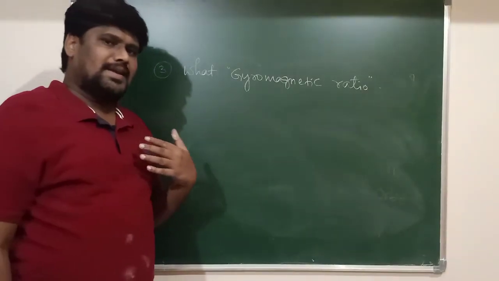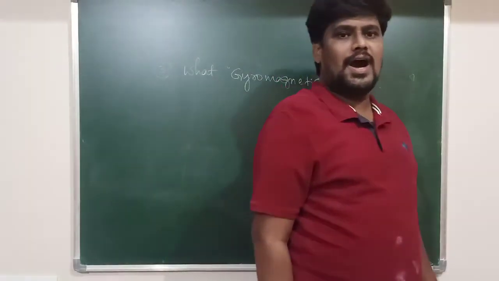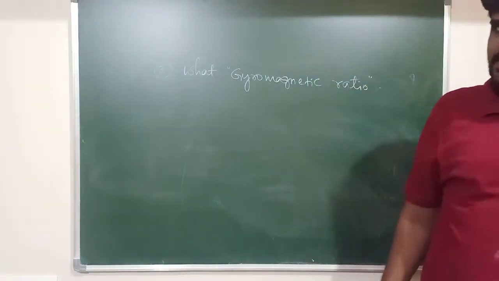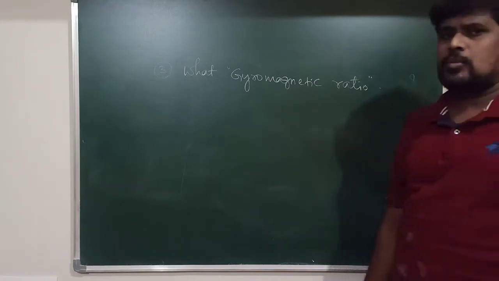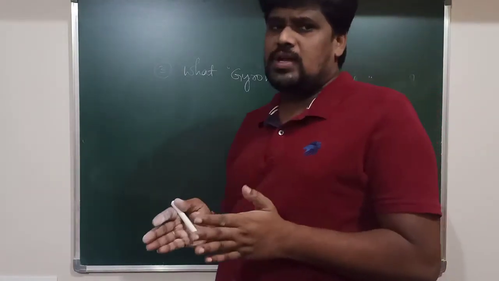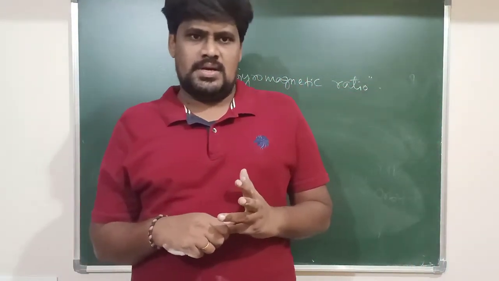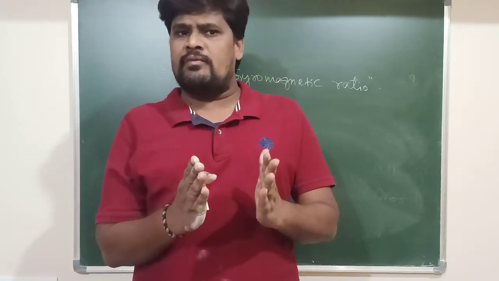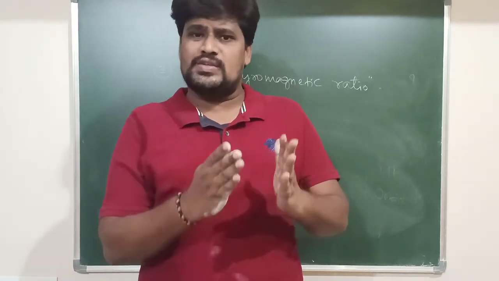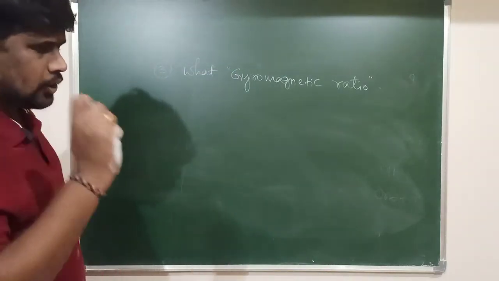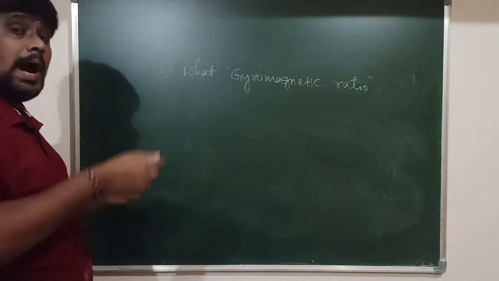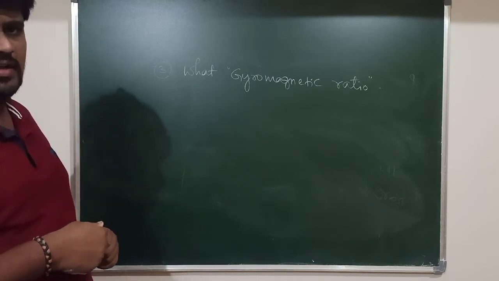So when electron is revolving around the nucleus in a circular orbit, as per the Bohr's atomic model, it can have the angular momentum. That is, angular momentum of the revolving electron is fixed in an orbit. Take any orbit, the angular momentum of the electron is constant in that orbit.